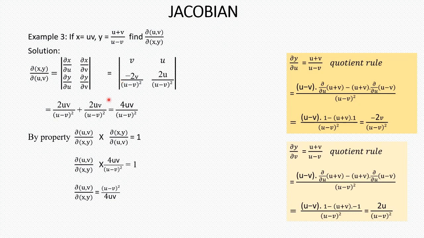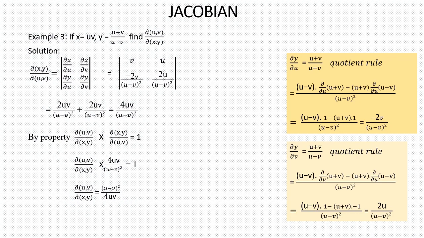Simplifying, we get 4uv by (u minus v) whole square. By Jacobian property, J dash is equal to 1, this into this is 1. Substituting the value of delta xy by delta uv obtained above, simplifying and rearranging, we get the required value of delta uv by delta this.